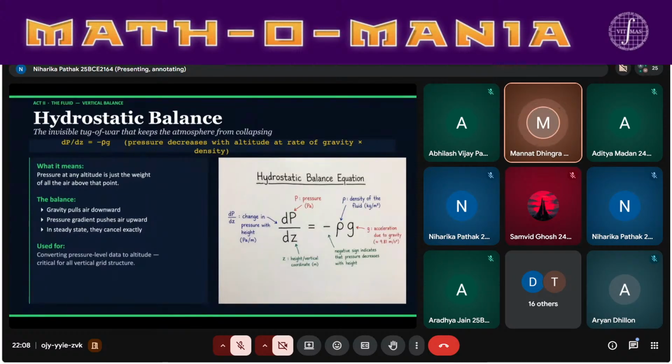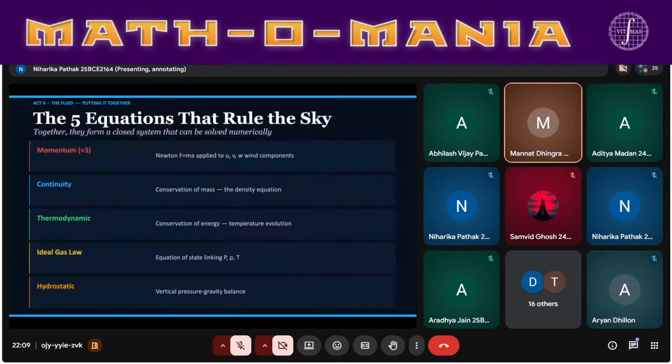In conclusion, the hydrostatic balance equation explains why the atmosphere stays stable. As we can see, pressure and gravity are just balancing out, because of which the air is just stable, right? So this is the main ideology of the hydrostatic balance equation. Now next slide, please.